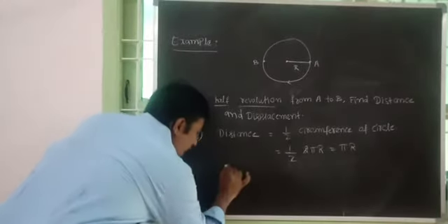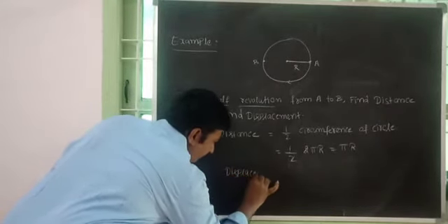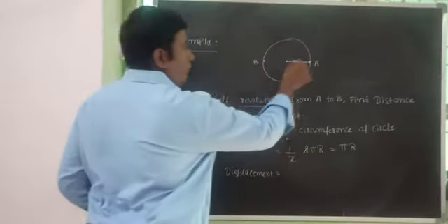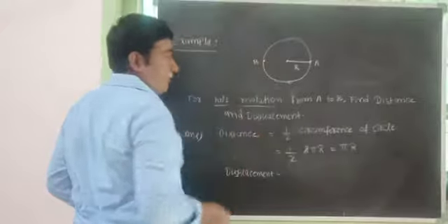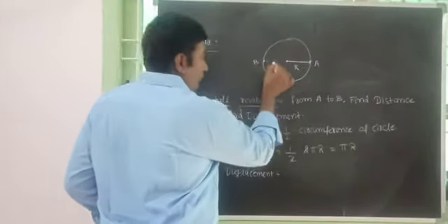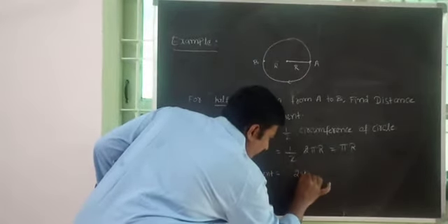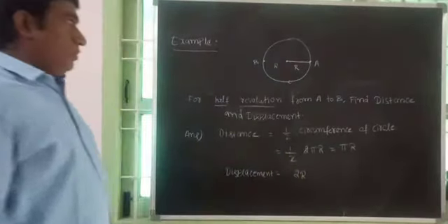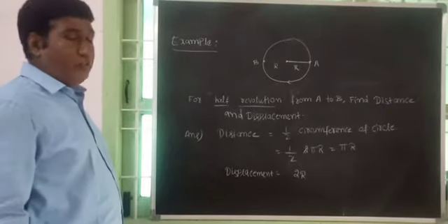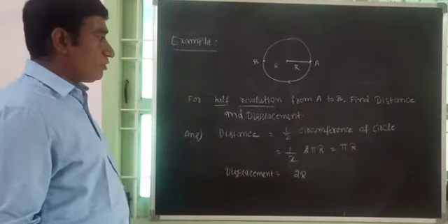Then what about displacement? Displacement is taken from A to B, where A is the initial point and B is the final point. So we can take it as the diameter, which is r plus r, which is nothing but 2r. In the same way I have taken for half revolution. If you want to take for full revolution, we can get that also.